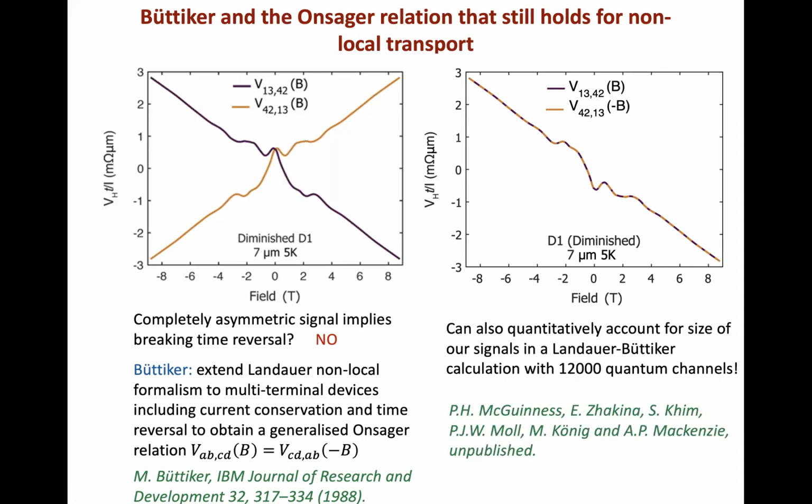The other cute thing is that because we're a metal here and we have a very short Fermi vector, we can do a quantum transport calculation, or at least estimate, with 12,000 quantum channels instead of just a few quantum channels. And we can get the general magnitude of the effects that we're seeing in real units, in voltage per current, or if you like, in resistance. We can get that correct within factors of a few by doing the full Landauer-Büttiker estimate.